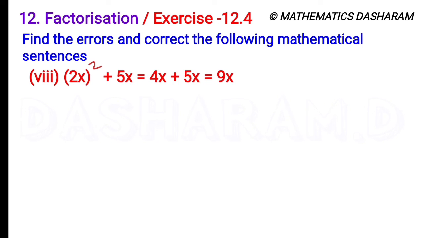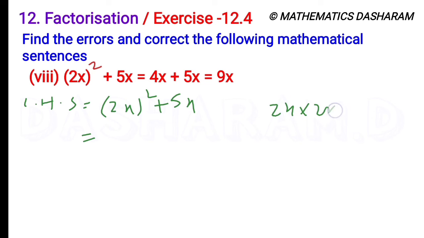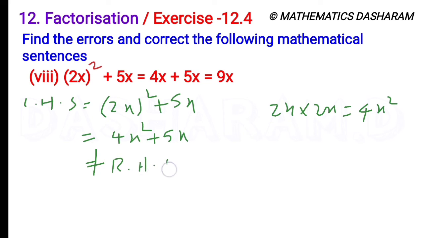So next, (2x) square plus 5x equals to 4x plus 5x, it is equals to 9x. So let us verify. LHS is (2x) whole square plus 5x. (2x) whole square means 2x into 2x. So 2 2s are 4, x into x, x square. So 4x square plus 5x. Both are unlike terms because they have the variable same but exponent is different. So that is why we cannot add them. So it is not equals to RHS. So what is RHS? 9x.